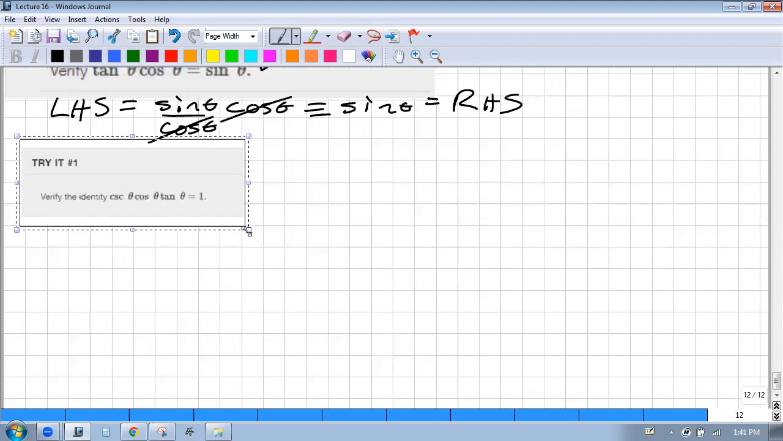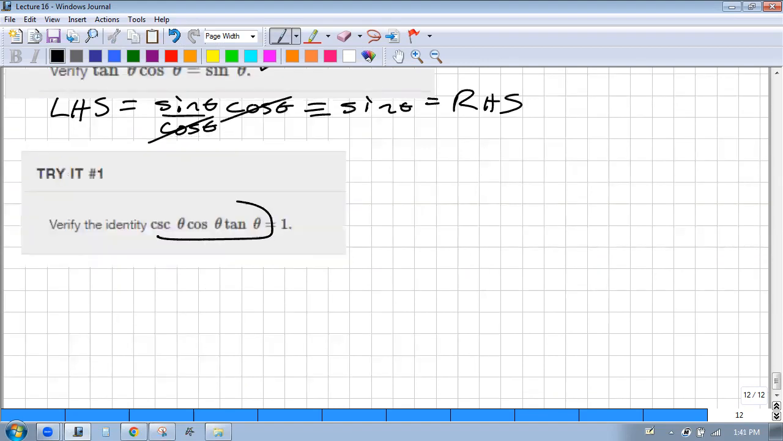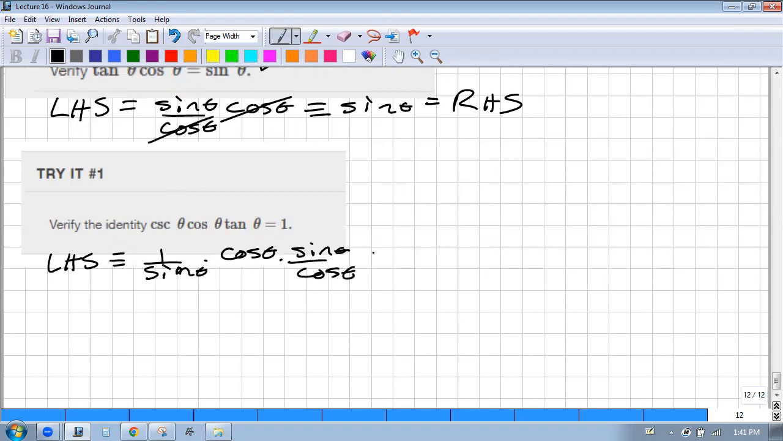All right, here's a big pile of stuff. So I'm just going to try to simplify that until I get to the other side. So the left-hand side, cosecant is 1 over sine. And then I have a cosine here. And then tangent is sine over cosine. So I can see the cosines and the sines cancel. I'm just left with the number 1, the right-hand side.